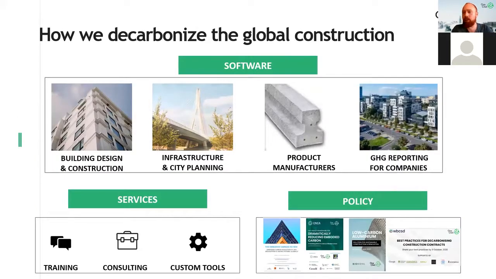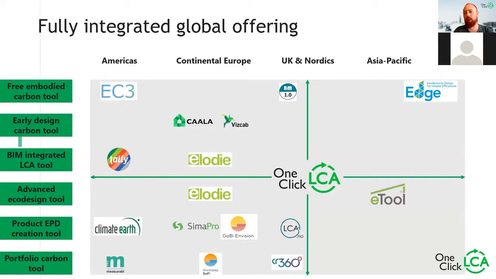So how do we decarbonize the global construction industry? Well, this summer school focuses on our building side, so really the building design and construction, building LCA, carbon studies. But of course, there's much more in this realm of construction. We also do infrastructure LCA, so doing LCA for bridges or anything like this, or city planning. We do product LCA, of course, and we do ESG or CSR tracking, where you record all the emissions for a company or organization over a year or something like this. We have a quite global offering.